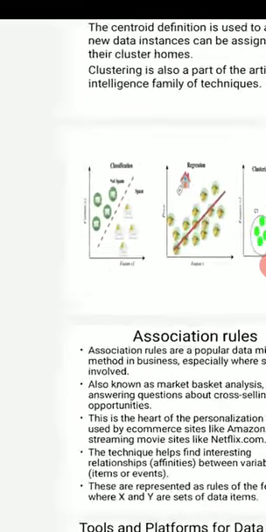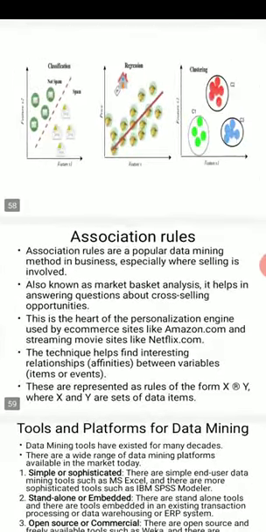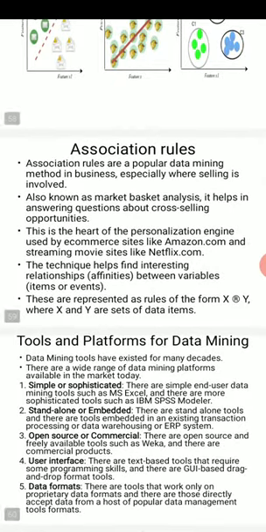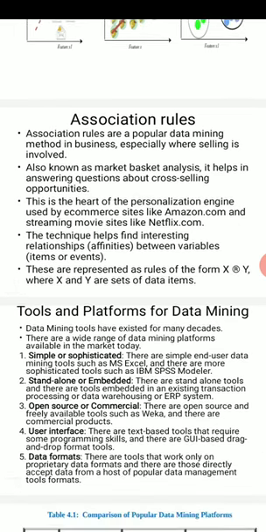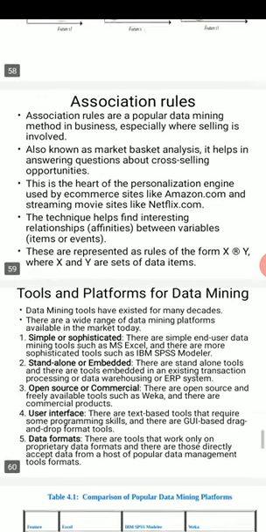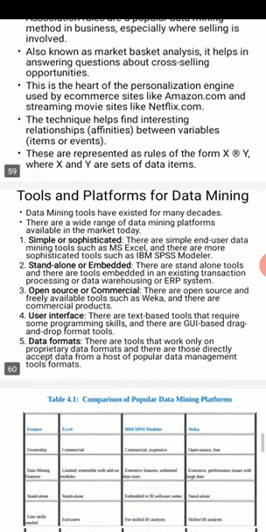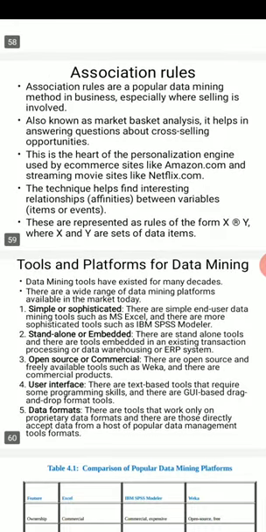Okay. So last is association rules, right? Association rules are popular data mining methods in business, especially where selling is involved, also known as market basket analysis. This is also known as market basket analysis, and the best algorithm which you might have come across here for association rules is your Apriori algorithm.